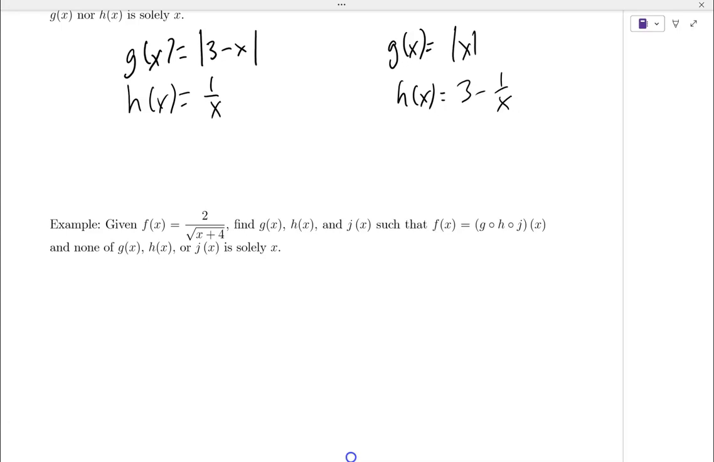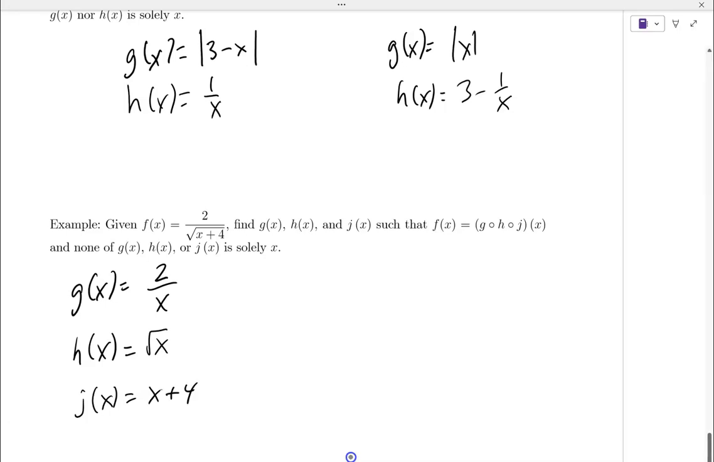G of x equals 2 over x. Okay, I like that one. Why did you decide that? Because then it would be easy to put x into the square root. Yeah, exactly. So notice in this case, we've got this thing would be what the x is, right? So what did you come up with for your h of x? I did h of x equals square root of x. Okay, cool. And then j of x equals x plus 4.